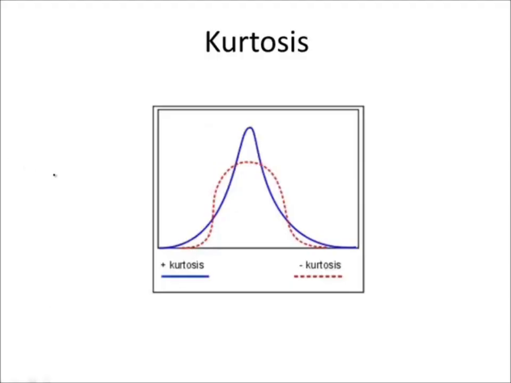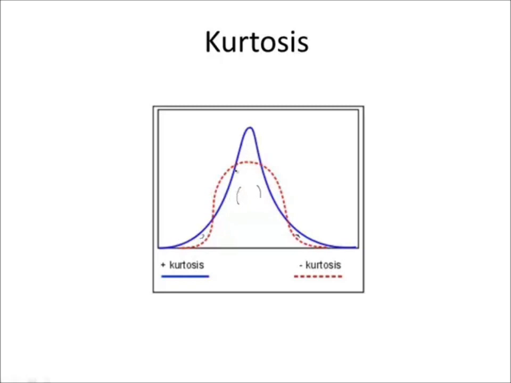Here we have a graph of what positive and negative kurtosis look like. As I mentioned, positive kurtosis is the blue line, and negative kurtosis is the red dashed line. With positive kurtosis, you can see that we have more extreme values over here as compared to the negative one. But we also have values closer to the mean, which is basically what's in here. Whereas the negative one has values that are outside. So a positive kurtosis distribution looks like this.